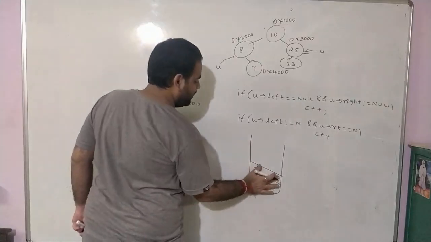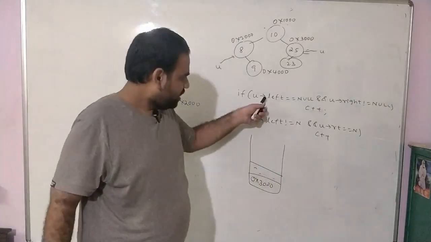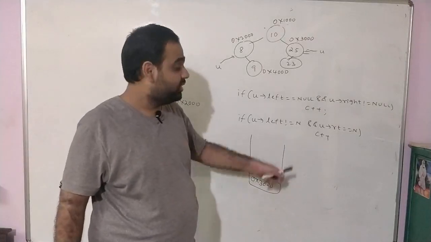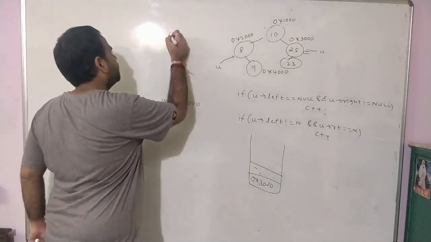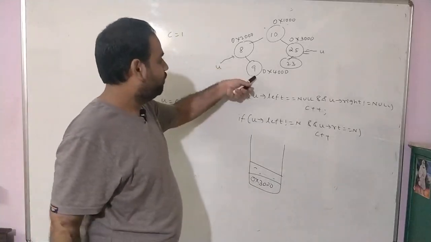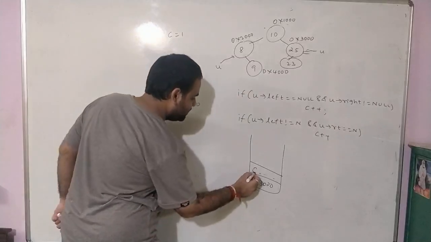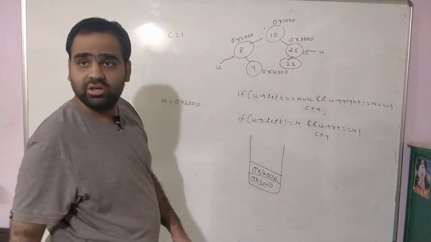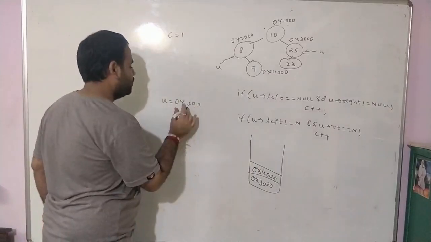Again you say u is equal to pop. Now when you pop, you get 2000. Is 2000 arrow left equal to null? Yes. Is 2000 arrow right not equal to null? Yes. You say count plus plus. Therefore the value of count becomes 1. Now this condition fails. Now again you push the right child. What is the right child over here? The right child is 4000, but there is no left child to be pushed. You don't push it. Again you say u is equal to pop.